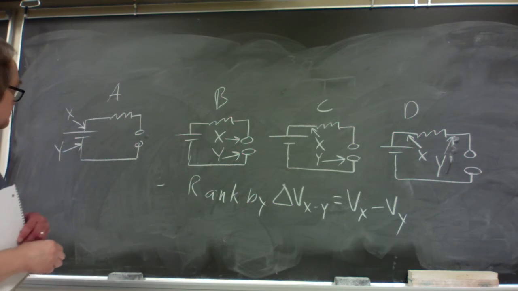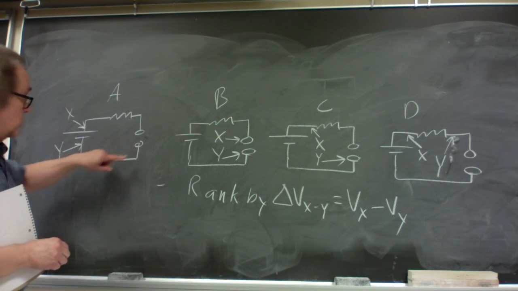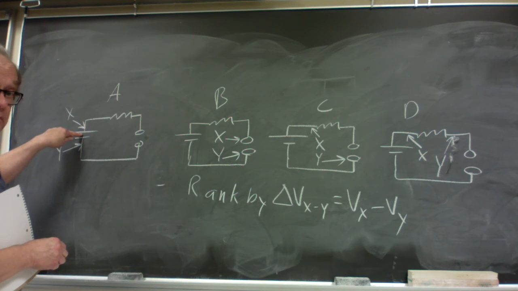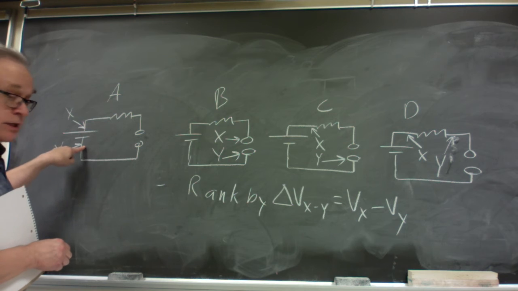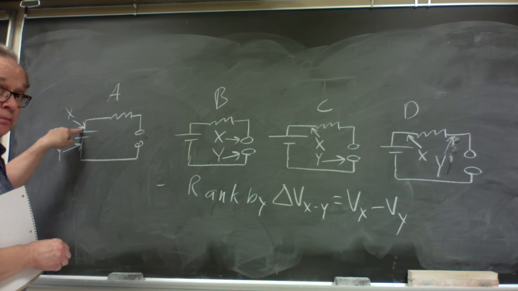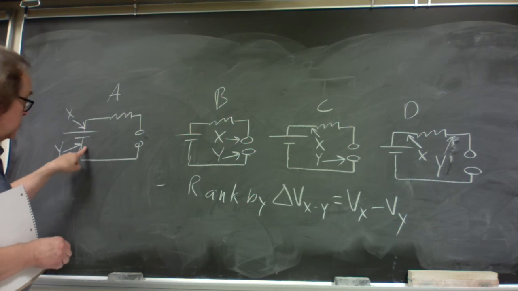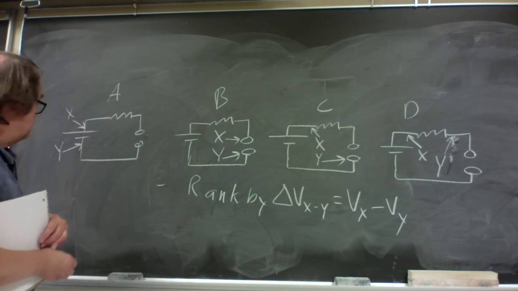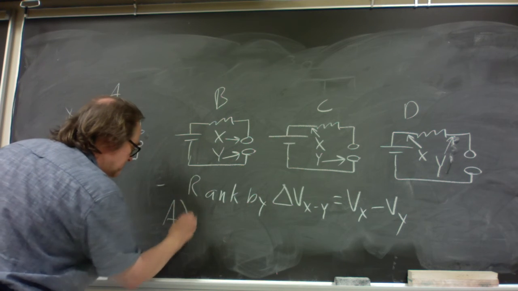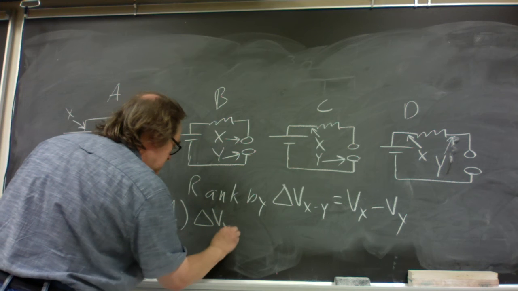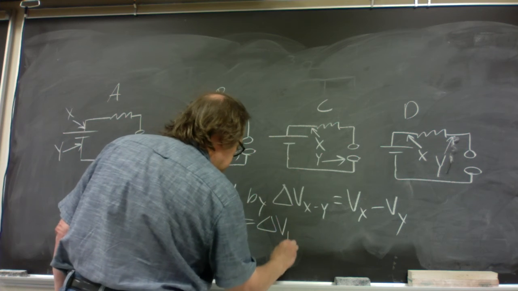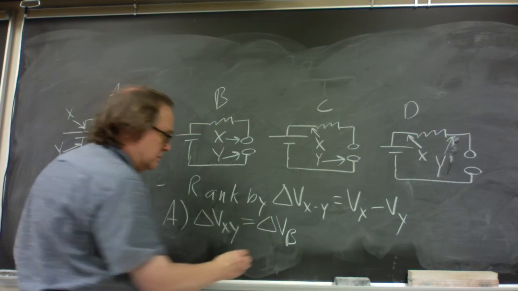Well, remember, there's no current here. Well, here, X is connected by nothing but wire to the high potential side of the battery, and here Y is connected by nothing but wire to the low potential side of the battery. So this point has the same potential as the high potential pole of the battery, and this point here has the same potential as the low potential pole of the battery. So in situation A, the potential difference between X and Y is just the battery potential difference.